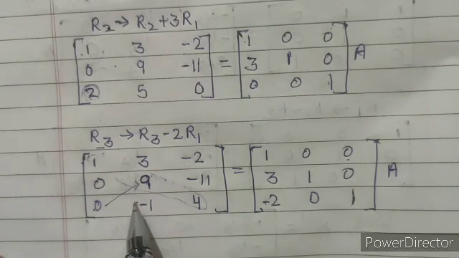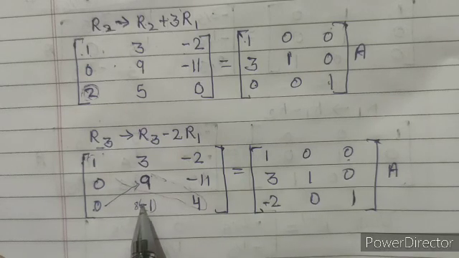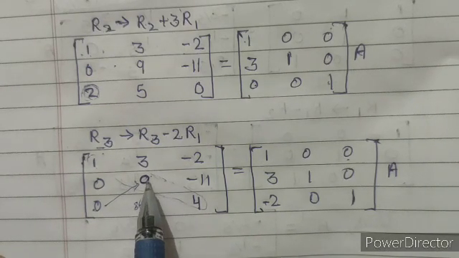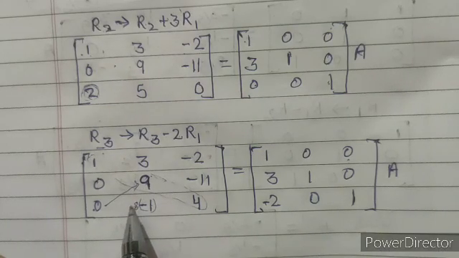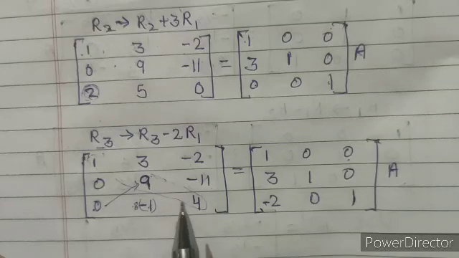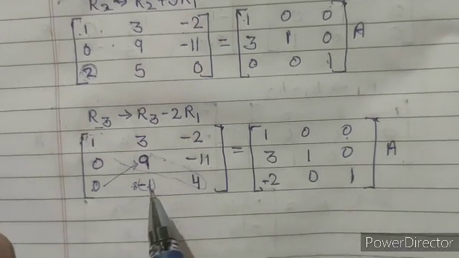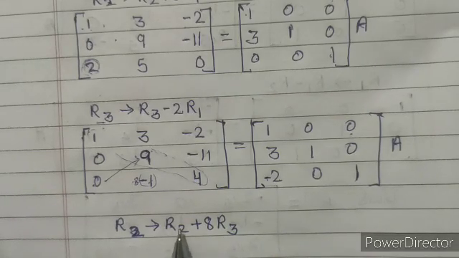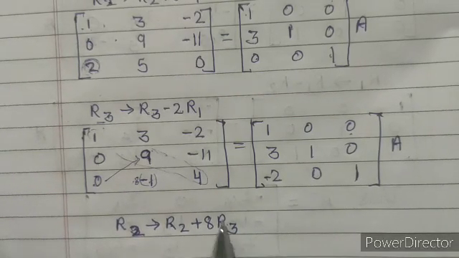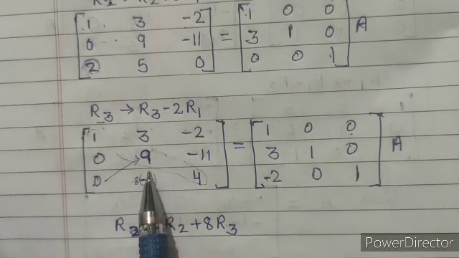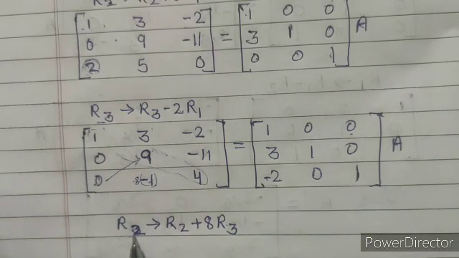Now if we multiply row 3 by 8, if we multiply this minus 1 by 8, then that will give us minus 8, and if we add 9 to 8 into minus 1, that will give us 1. So we will apply the transformation as row 2 changes to row 2 plus 8 into row 3. Now that means first row and third row will remain the same. We have to change row 2.